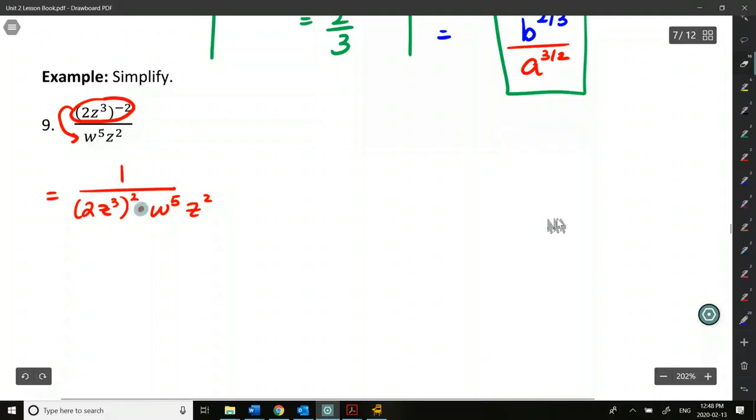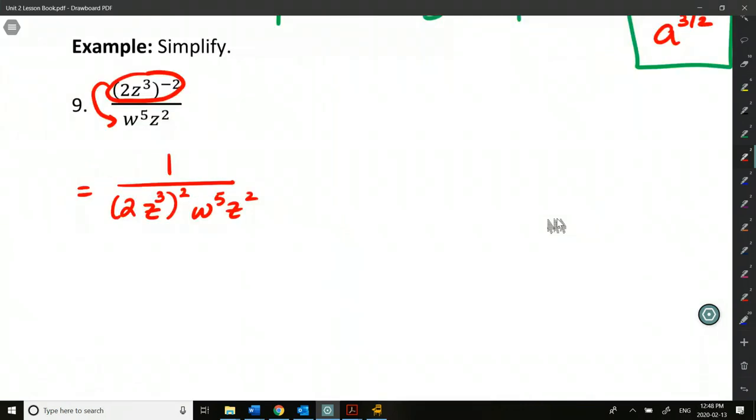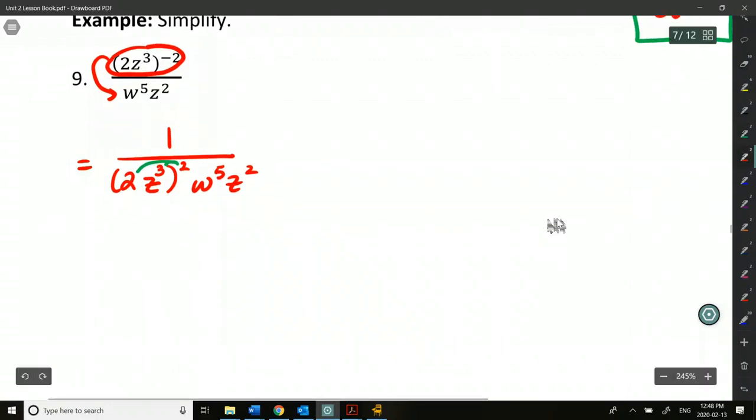We don't really need this times symbol. We know if there's brackets there, obviously it's being multiplied, so we don't necessarily have to write that. Okay, I'm going to apply this exponent here, and also remember that the whole thing is being squared, so I also have to square 2. So 2 squared is 4.